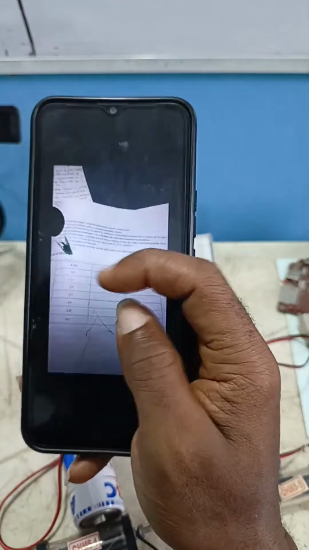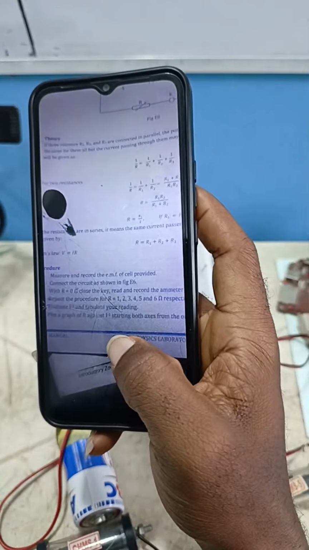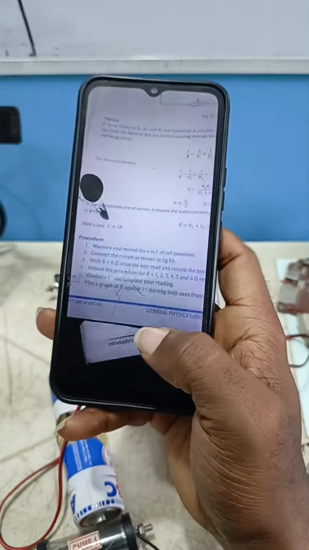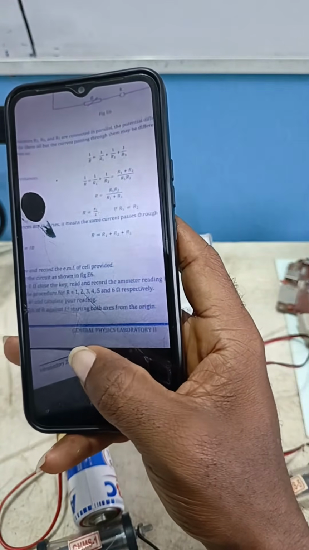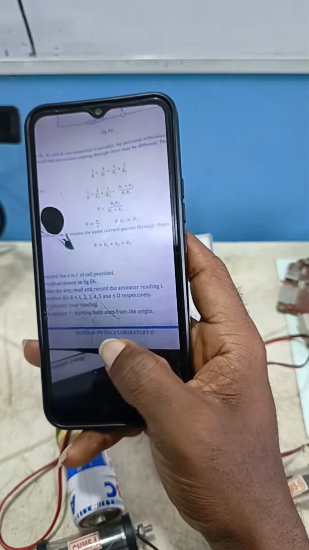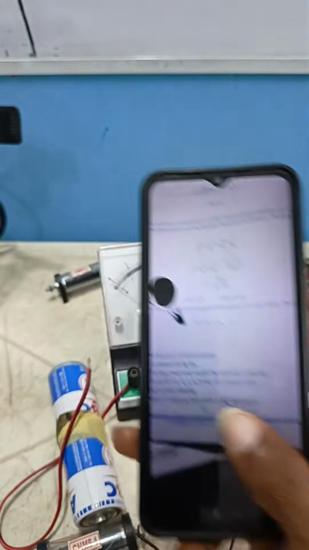Okay, let's see what they say you should plot first, so that I will tell you the shape of the graph. Evaluate I inverse and tabulate your reading. Okay, you have known how to tabulate your reading. Plot a graph of R against inverse of I, starting both axes from the origin.